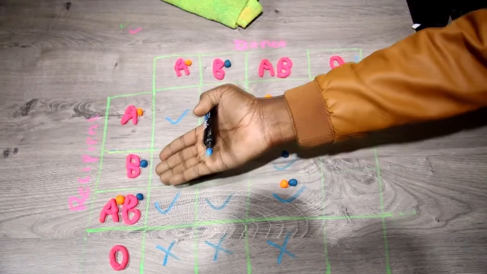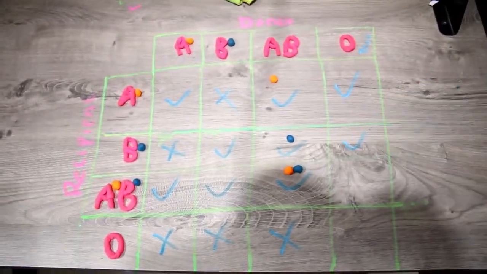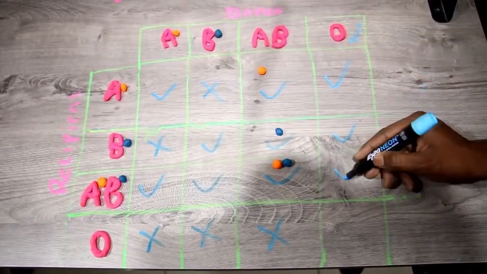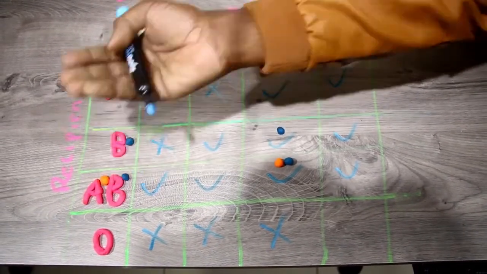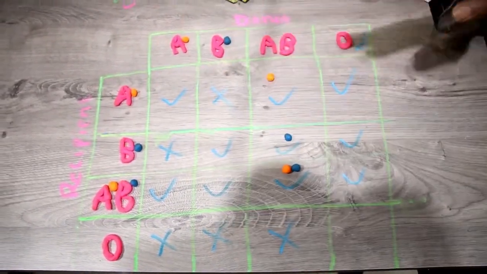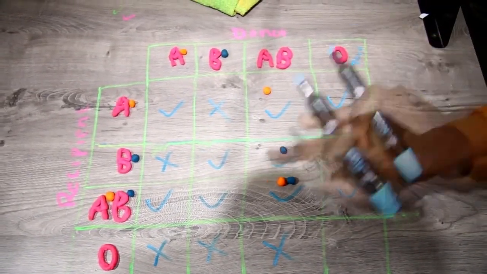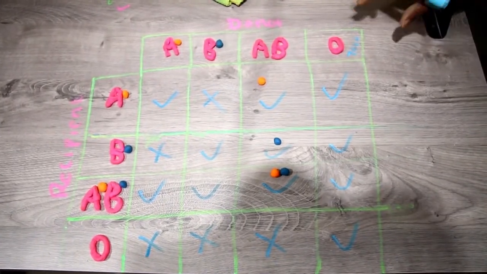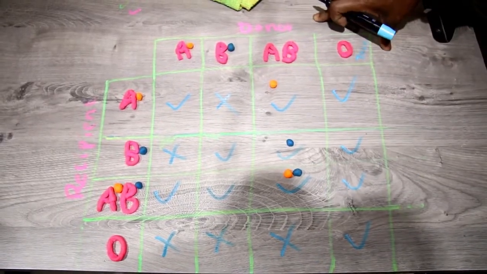O can also give to B, right? Because there is no new antigen that you're introducing to blood group B. How about AB? Yes, because there is no new antigen that you're introducing there, it's neutral, it's nothing. There won't be any reaction. Can O give to O? Perfectly okay. And that's why we normally call blood group O a universal donor.